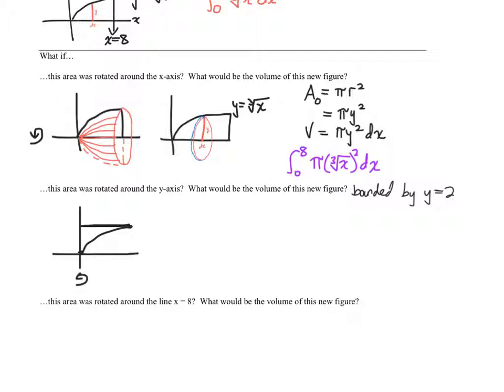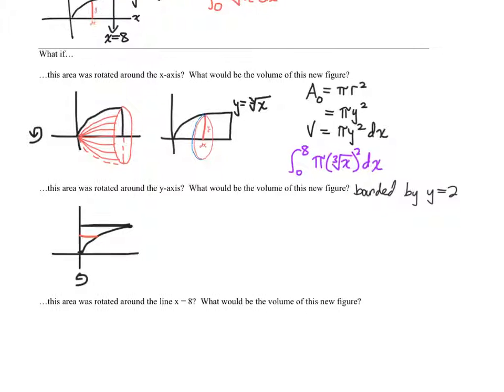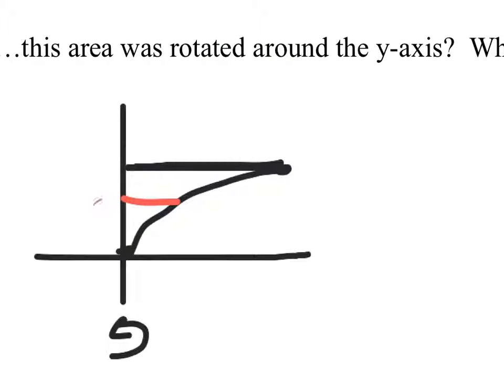So I'm gonna spin this around, but what that means is that I need an arbitrary rectangle that's perpendicular to the y-axis. So again, my lazy arbitrary rectangle with a thickness dy and a length dx.